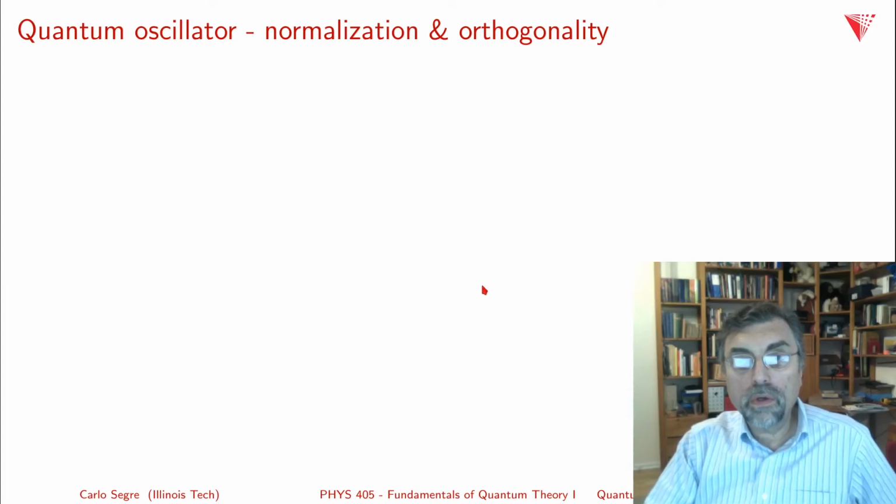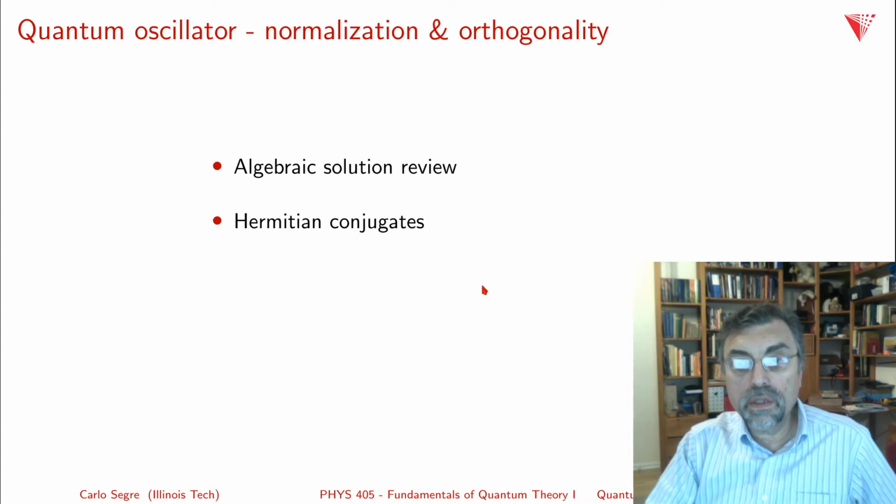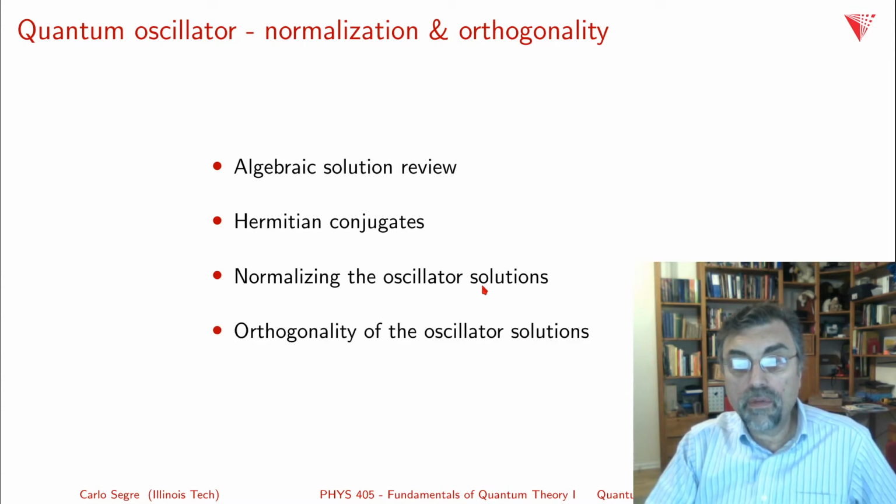In this video, we're going to continue talking about the quantum oscillator. We'll first start by doing a short review of the algebraic solution. Then we'll talk about Hermitian conjugates, then normalizing the solutions for the harmonic oscillator, and finally, the orthogonality of the oscillator solutions.